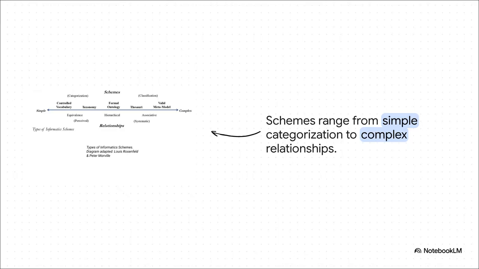And this diagram here lays it out beautifully. See, on the far left, controlled vocabulary is just simple categorization, like having a fixed list of product categories on a shopping website. But as you move to the right towards ontology, the relationships between things get way richer. An ontology doesn't just say a laptop belongs in electronics. It can define that a laptop is a kind of computer, that it has a part called a screen, and that it is used for work. It's that depth that lets us build truly smart systems.